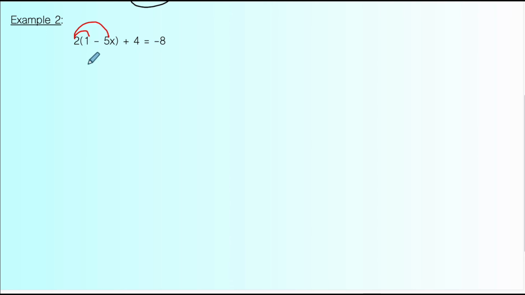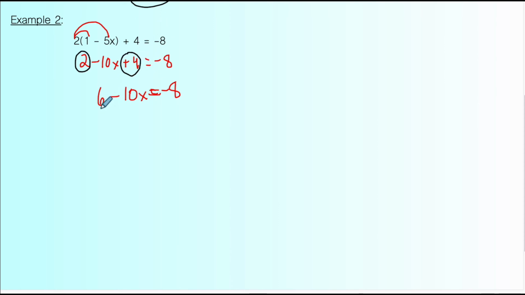So that would be 2 times 1 is 2. 2 times 5 is 10. And plus 4. All right. Now we can solve. The first thing I'm going to do is 2 plus 4, because those are like terms. They're both whole numbers with no variables. So I'm going to do 2 plus 4 and make that 6.